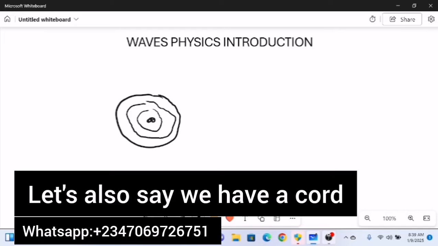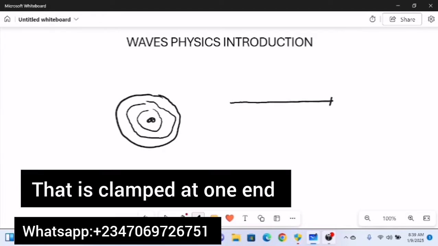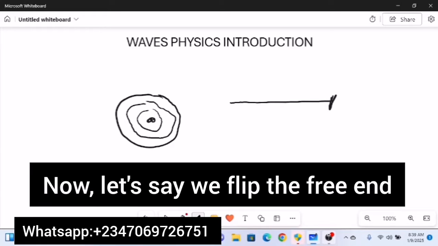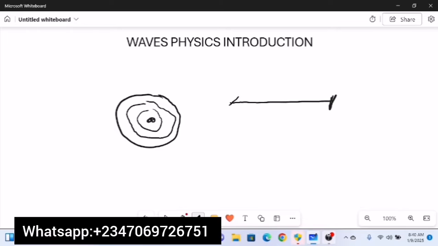Let's also say we have a cord that is clamped at one end. Now let's say we flip this other end. You're going to have something like this in the form of a wave, and then it continues like this. So if you have a cord that is tied at one end, and then you flip the other end, you have the cord making this sort of wave.